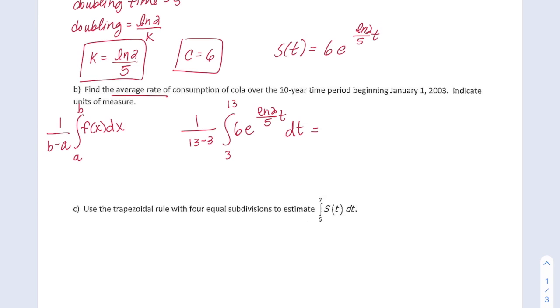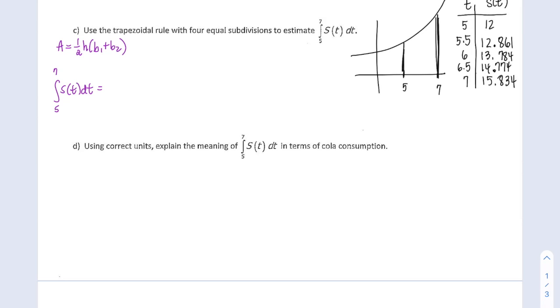I'm going to type that into my calculator. Here's what I get: 19.680 billion gallons per year. So on average, every year is about 19.680 billion gallons.